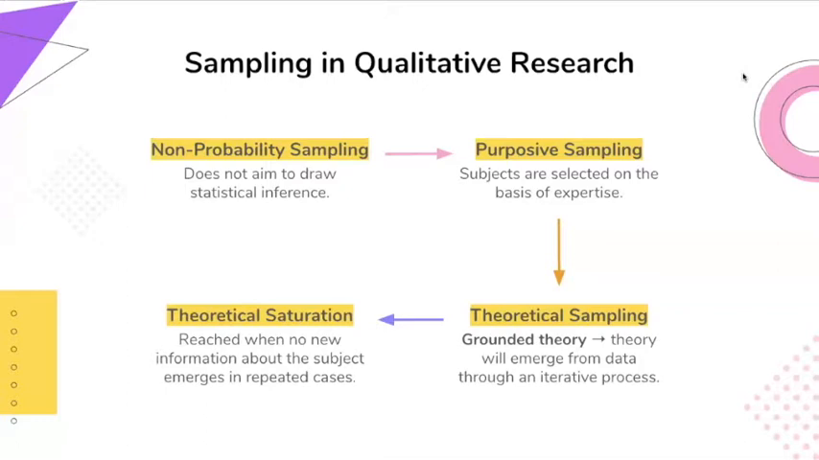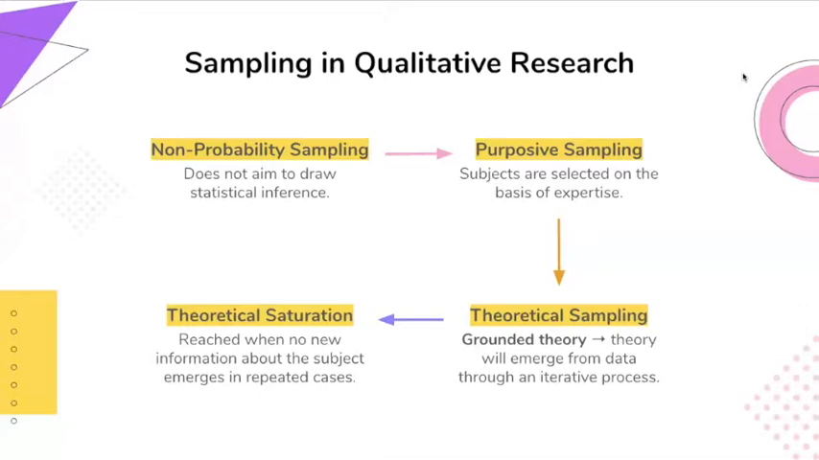And when do we reach theoretical saturation? We reach theoretical saturation when no new information about the subject emerges in repeated cases. It is actually impossible to predict when theoretical saturation is reached. We cannot determine how many subjects will need to be sampled at the beginning of our study. Instead, the general rule in qualitative research is that we continue to sample until we are not getting any new information or are no longer gaining new insights.